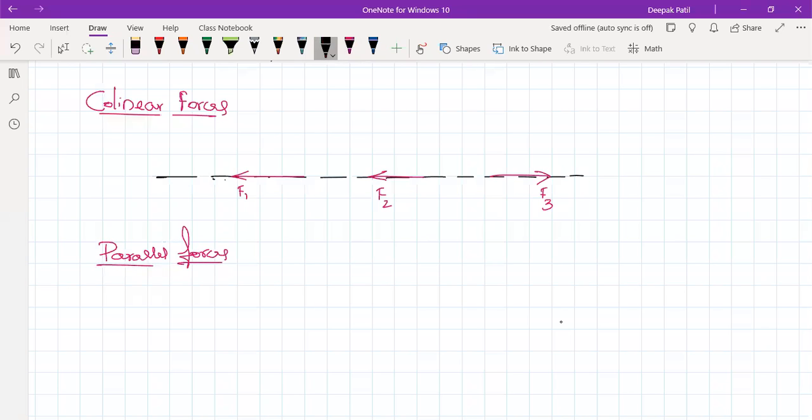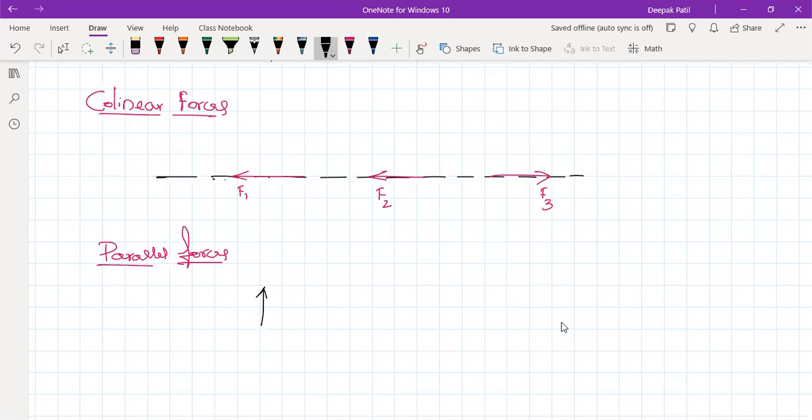Now the name itself suggests it. Can anybody just have a wild guess? What do you mean by parallel forces? Forces which are acting parallel to each other. Okay, you actually need to be more specific. You should say when the line of action of all the forces are parallel to each other, such a kind of force is called a parallel force. Are you clear? Okay, sir.